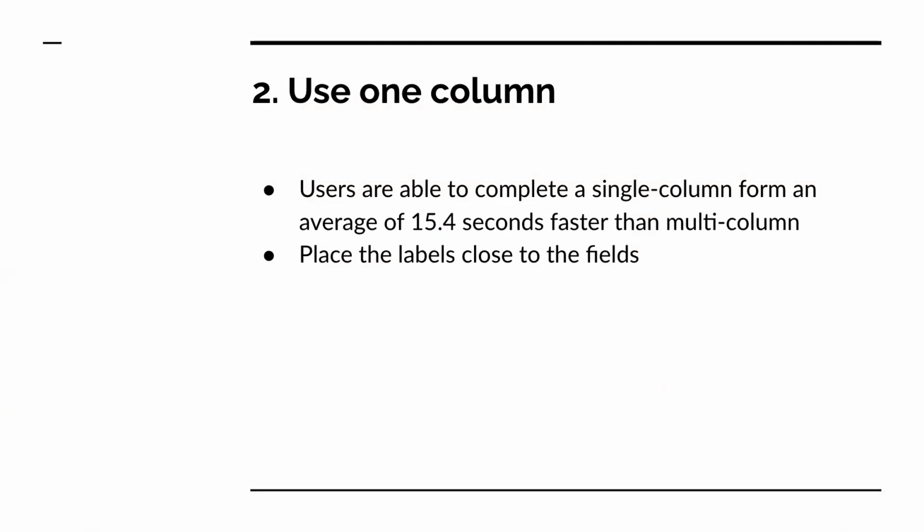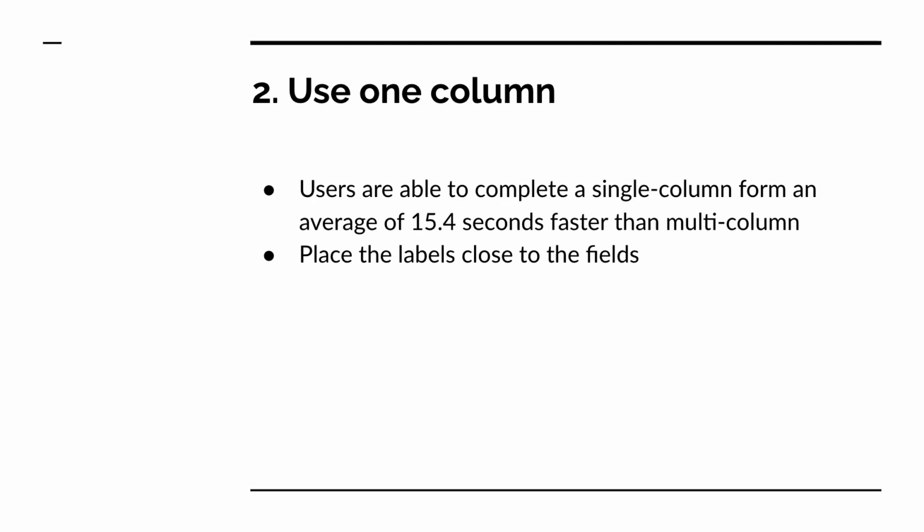Use one column. This is something that's been studied. Users are able to complete a single column form at an average of 15.4 seconds faster than multi-column. So instead of doing two columns, where people don't know if they're supposed to go side to side or if they're supposed to go down and then go over and then go down again.